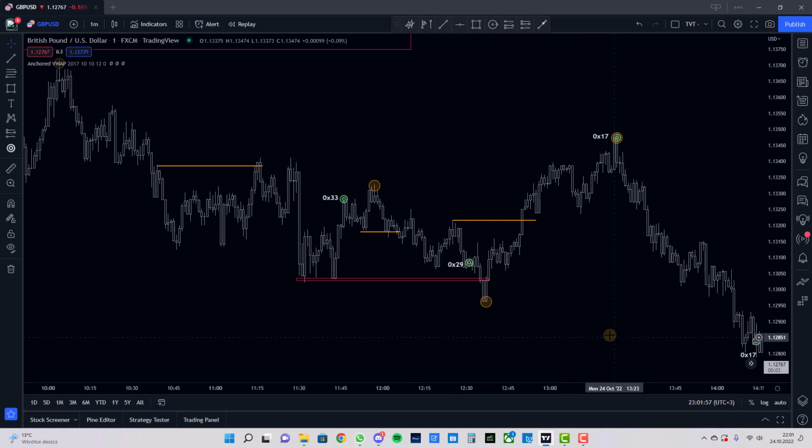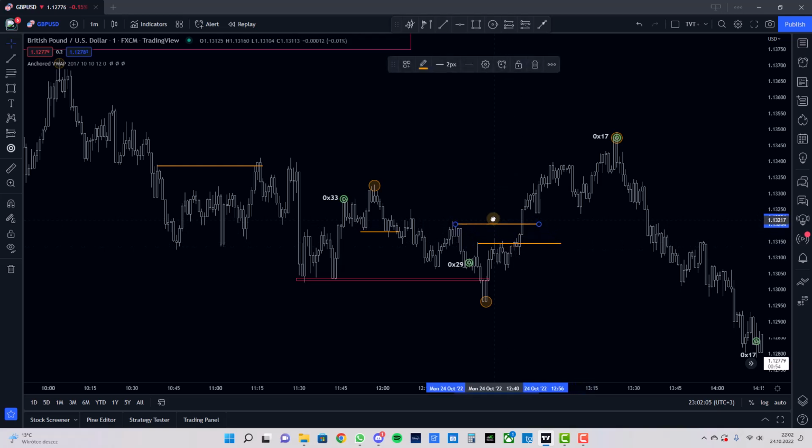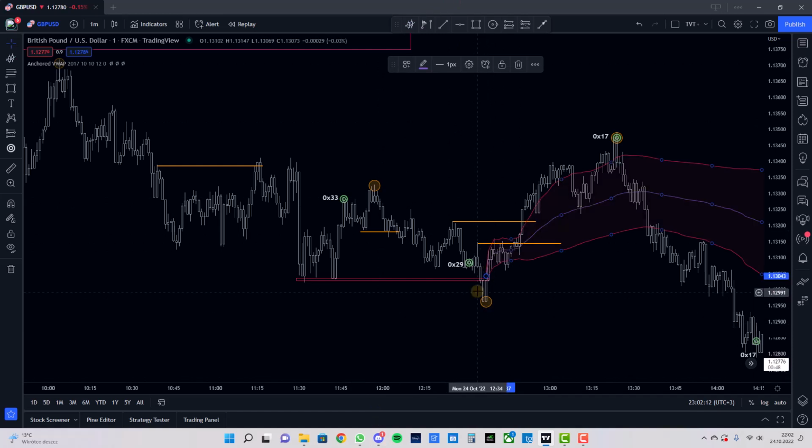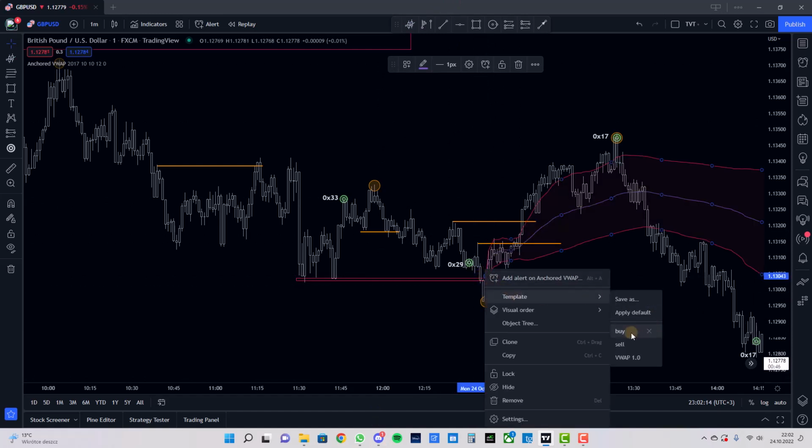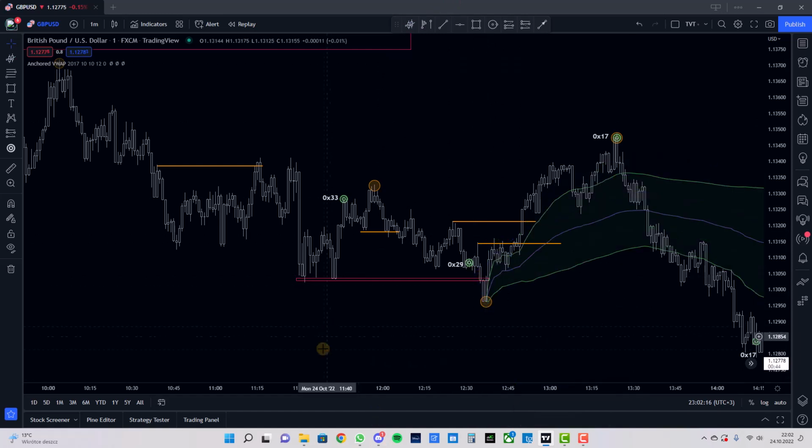So let's check if something is possible. Yes, because this move is an obvious break of structure. Sorry, I don't know why it's not... oh yeah, now it is. So I'm putting the VWAP on the low, yes, where the price reversed. For a buy setup, it was possible after the first break of structure. Yes, price moved back to the VWAP.